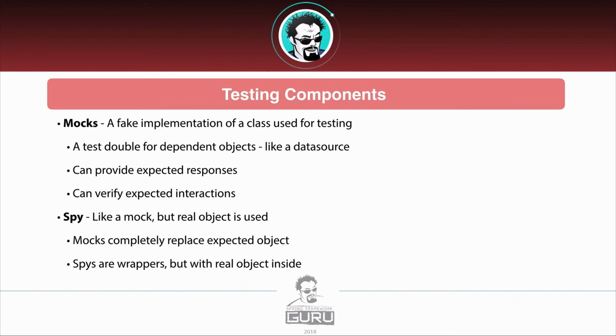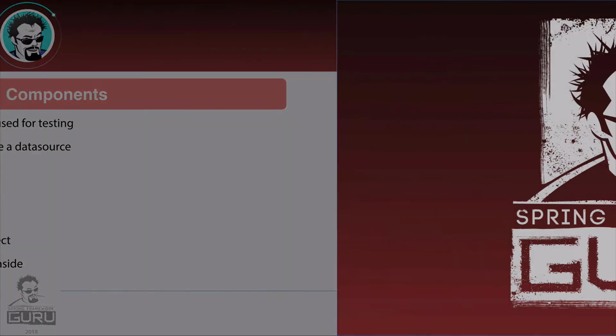Now, spies are going to be like a mock, but a real object is used. I kind of think spies are more like wrappers. They wrap up the real object. So you can say, I want to override something on this object with a spy. But at the same time, you can also say, we want to allow the normal behavior to occur. So spies are a little bit confusing, but the real object is involved. And we will be looking at both of these closer coming up in the course.